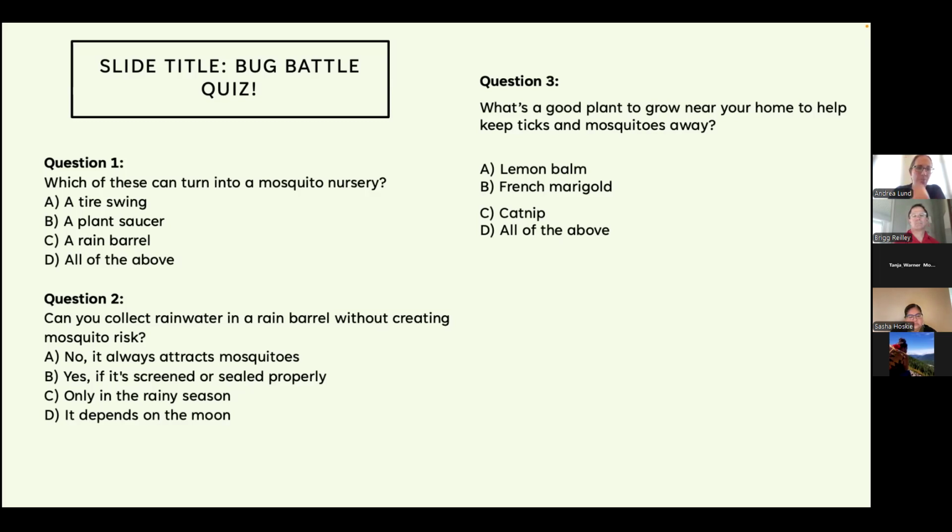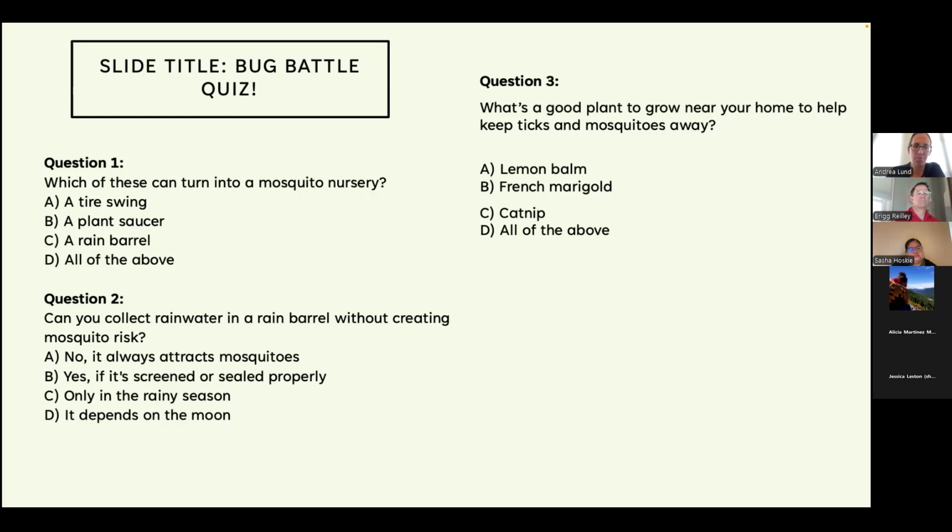Question two, can you collect the rain barrel without creating mosquito risk? You can see the answers there, and it says yes, if it's screened or sealed properly. So that was kind of a trick question, right? You can cover it with a very tight screen to block those mosquitoes.